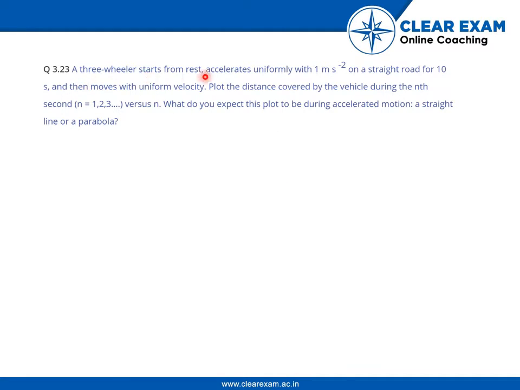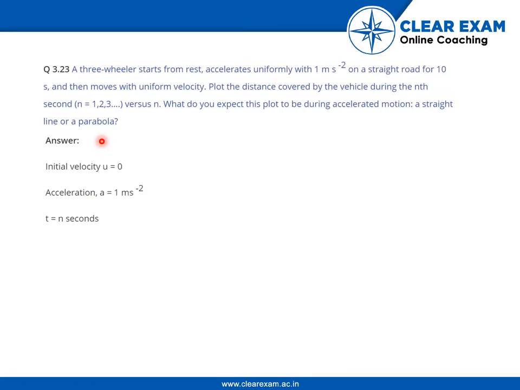A three-wheeler starts from rest, accelerates uniformly at 1 meter per second square on a straight road for 10 seconds and then moves with uniform velocity. Plot the distance covered by the vehicle during the nth second versus n. Now the n might be 1, 2, 3, anything. What do you expect this plot to be during accelerated motion? A straight line or a parabola?